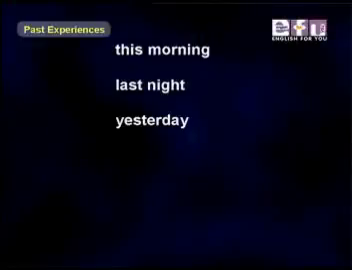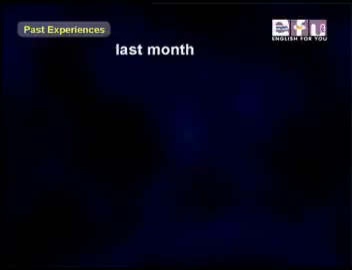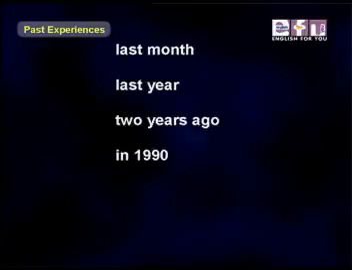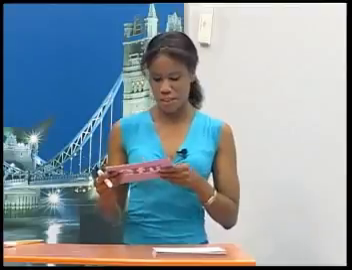And these are, take a look at your screen: this morning, last night, yesterday, 2 days ago, last week, 2 weeks ago, last month, last year, 2 years ago, in 1990, a long time ago, at 3 o'clock. So we use time expressions like these with the simple past tense to say when something happened before now. For example, take a look at these examples on your screen.